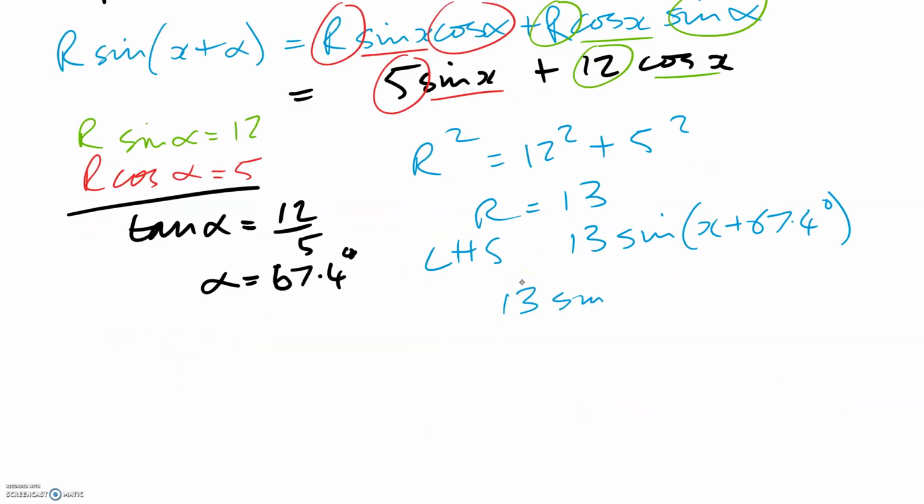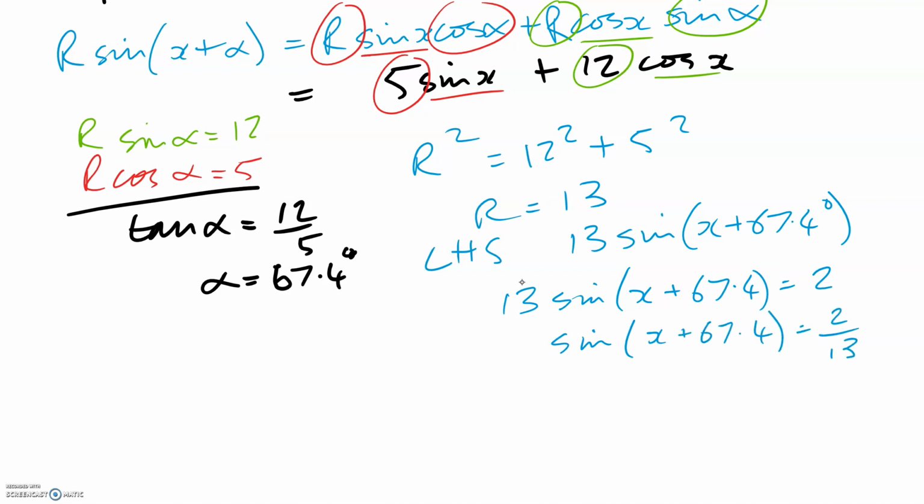If we now want to solve this equal to 2, as the question says, we can then divide by 13, do inverse sine of 2 over 13. That will give 8.85. I got 171.15. Sorry, 171.15 and 368.85. That's from using the cast diagram.